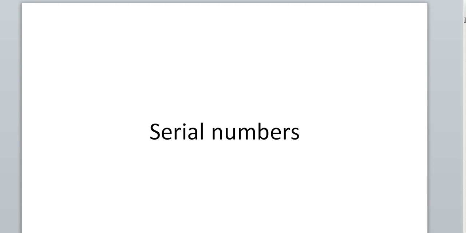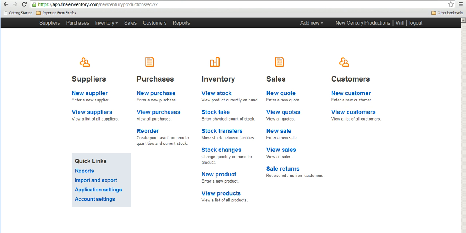I'm going to give a quick demonstration of how to keep track of stock items that have serial numbers. Beginning from the home page in Finale Inventory, we're going to do a little story here where we first receive some items into our inventory with specific serial numbers, and then we can sell them to a customer, picking exactly which serial numbers we sell to a customer.